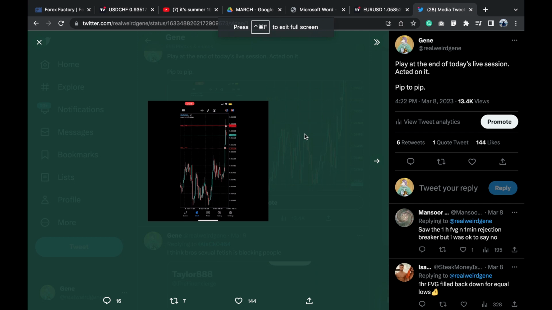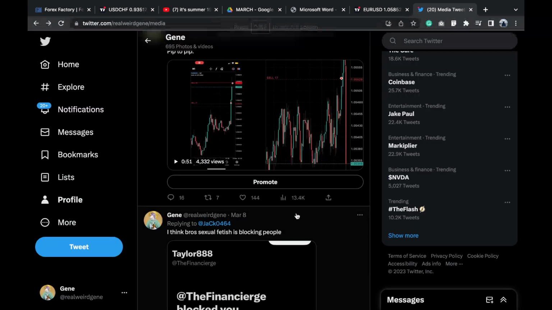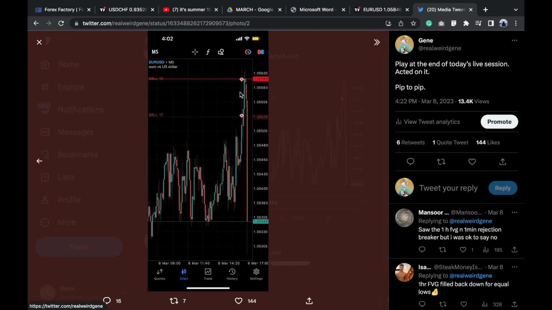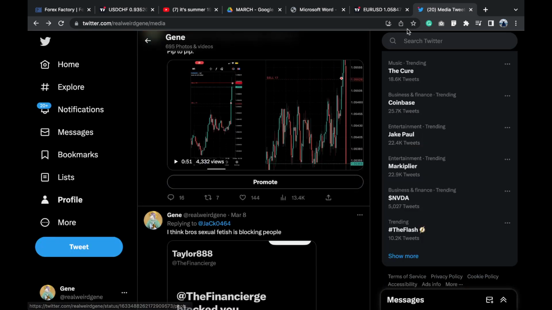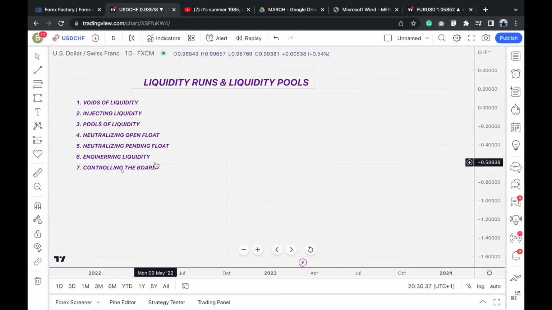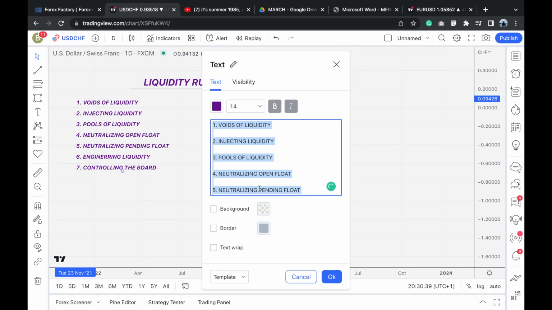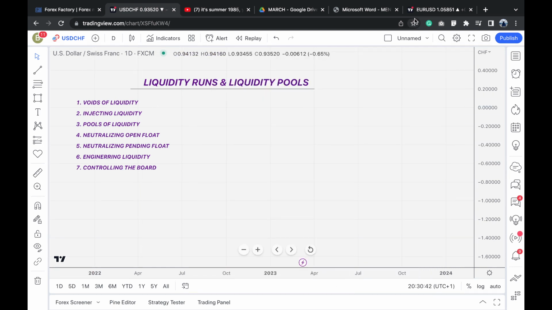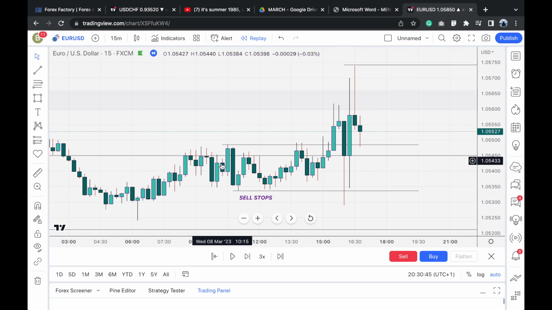You can see the outcome of the trade. Okay, the market runs aggressively for the sell stops, and I took profits there, and I left the remaining portion on, which got stopped out eventually. Okay, so that is neutralizing pending float liquidity. And engineered liquidity is essentially the same, that's what's going on here. So as the market is in a range, liquidity is being engineered in price, and the market would then run into that liquidity to then clear out stops.